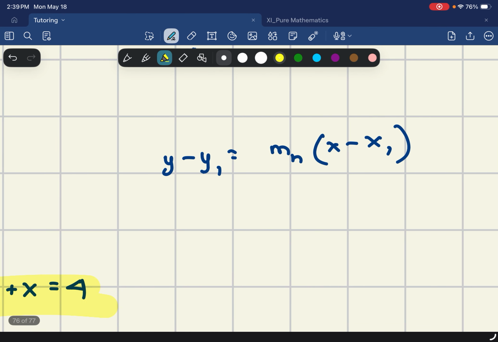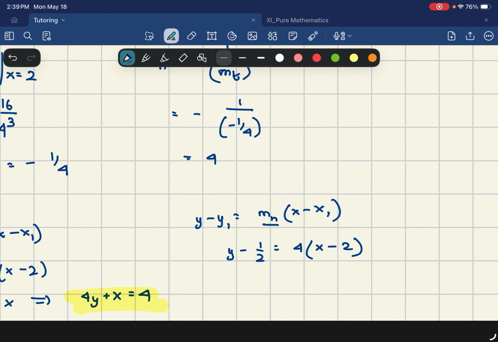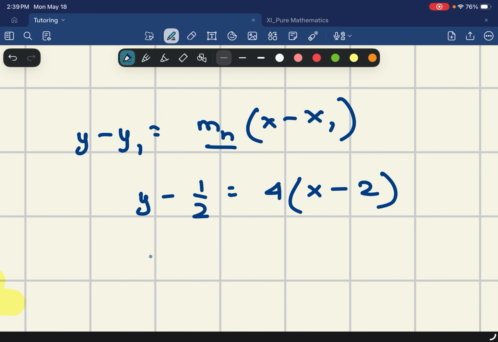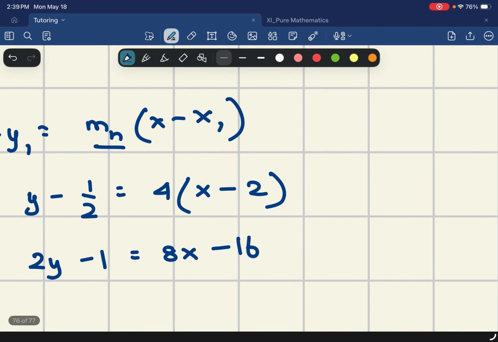And the equation of your normal line is going to be y minus half, Mn is 4, x minus 2, right? This is 4, we calculated it to be 4 here. So if you multiply by 2 on both sides, you have 2y minus 1 equals 8x minus 16. And I'm doing this very quickly, so hopefully you can practice simplifying this on your own.